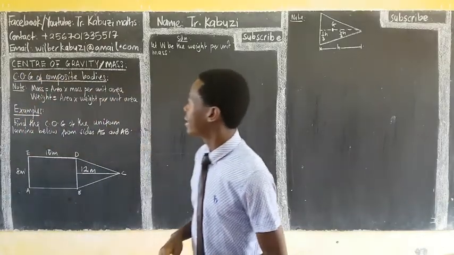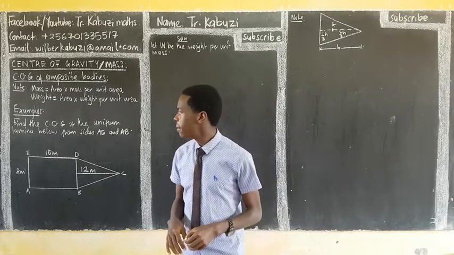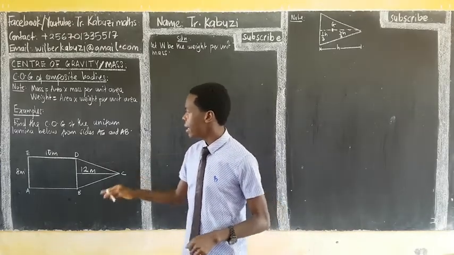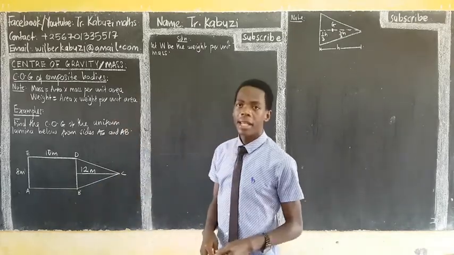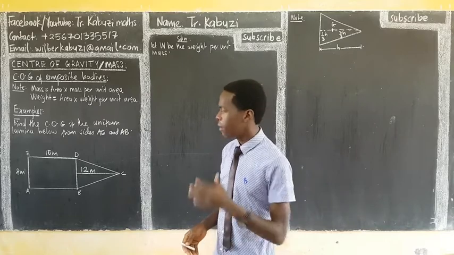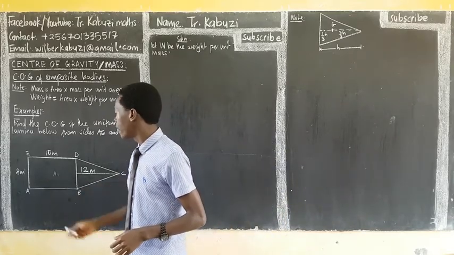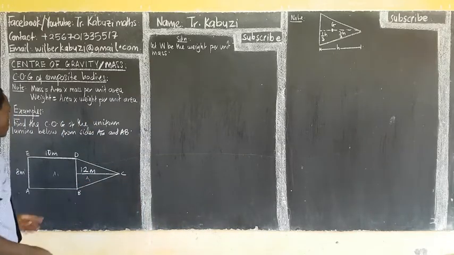Okay, let us see this next example. Find the center of gravity of the uniform laminar below from sides AB and AE. So this is our AB, this is our AE. The first thing we do is get the area of these two. So I'm going to get the area of this, which is A1. I also get the area of this, which is A2.